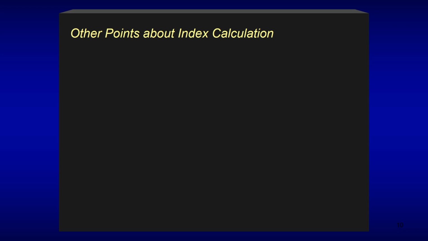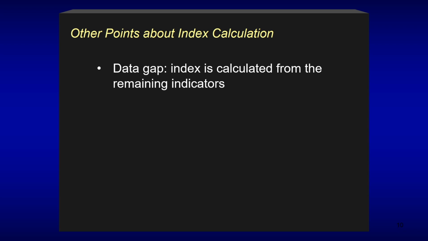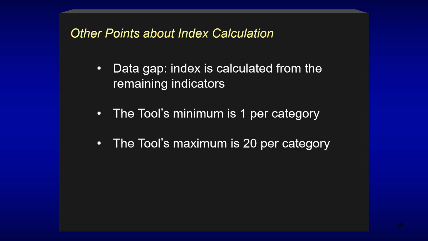A few other points about index calculation are worth noting. When a watershed has no data for a given indicator, its index score is calculated from all the remaining indicators. The minimum number of indicators is 1 in each of the 3 index categories, or the tool will not run. The maximum number the tool will accept in any category is 20 indicators. However, to minimize signal-to-noise problems, it is better to use fewer than that. 3 to 10 indicators per category is the recommended range.